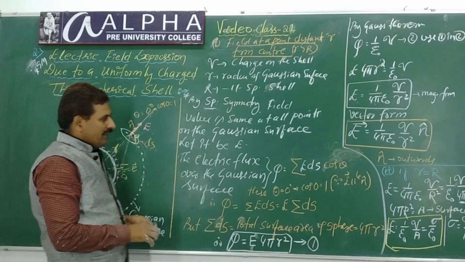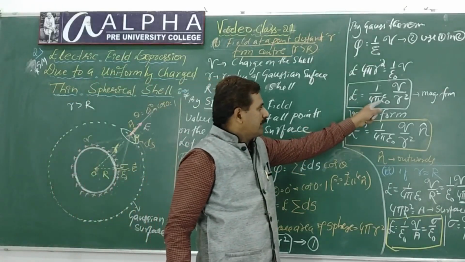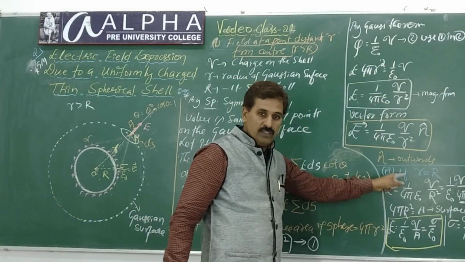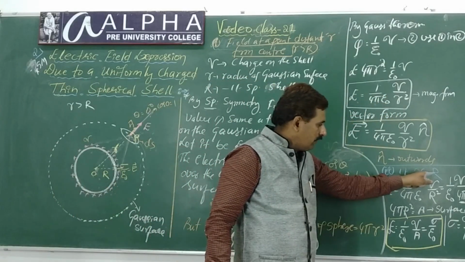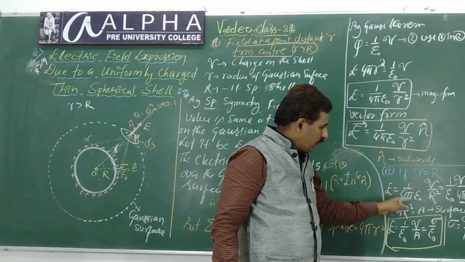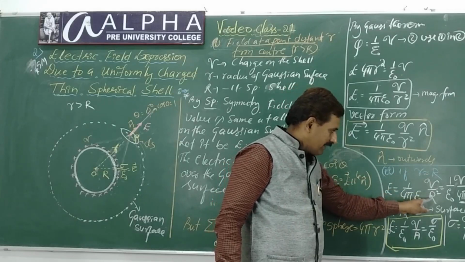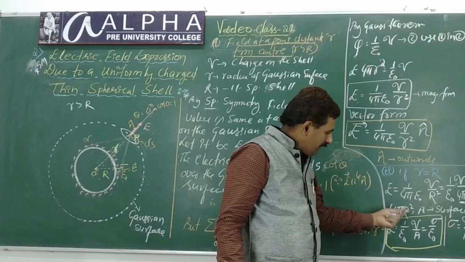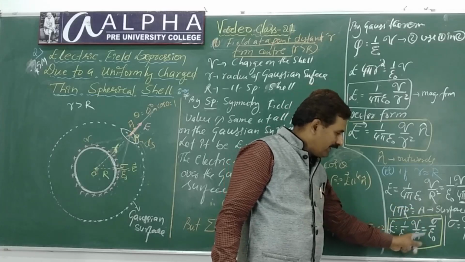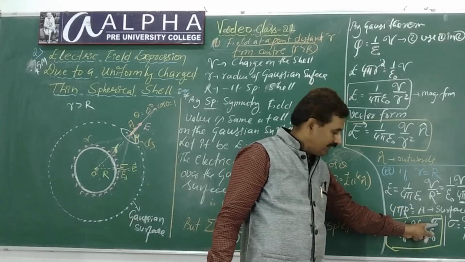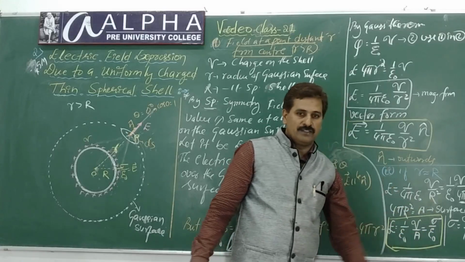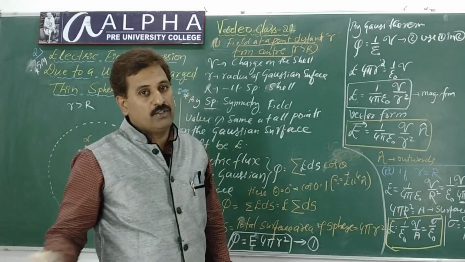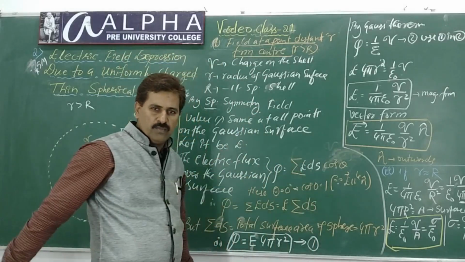When you are outside, the expression is 1 over 4 pi epsilon 0 Q by r square, same as the point charge. Put this condition, small r nearly equal to capital R, then 1 over 4 pi epsilon 0 Q by capital R square, multiply 4 pi with capital R square, which is the surface area of the sphere. So what is charge by area? Surface charge density, sigma divided by epsilon 0. That's it. Students, you practice this 2-3 times, then you will write on your own, no problem.